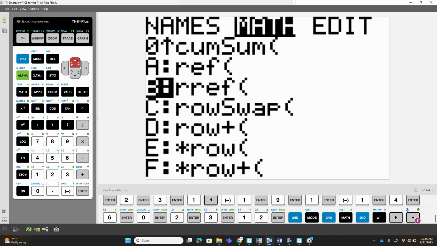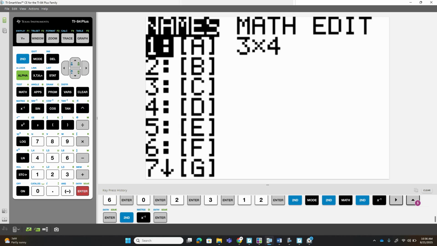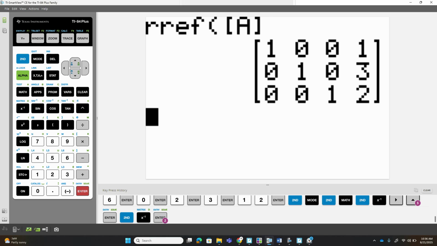You now have to put your matrix in. So second matrix, pick A, and what happens, you hit enter. Wait, what did you do after RREF? You go back to matrix, pick your matrix. Matrix A. Okay. All right. And then what do I do after this? Hit enter. Once you hit enter, it solves it.